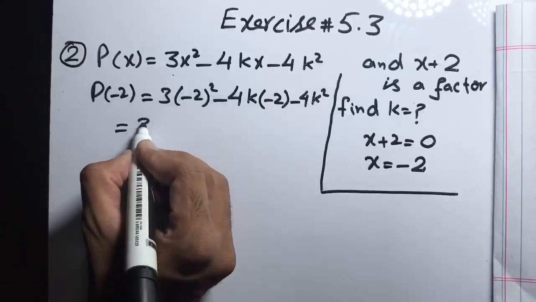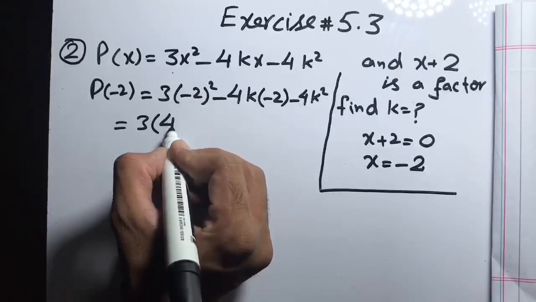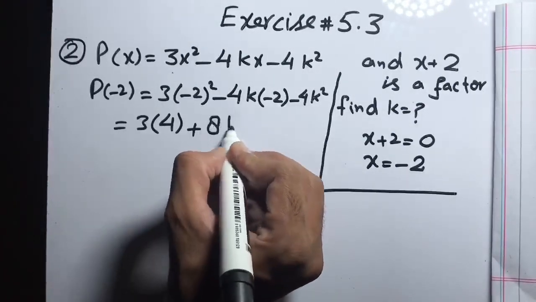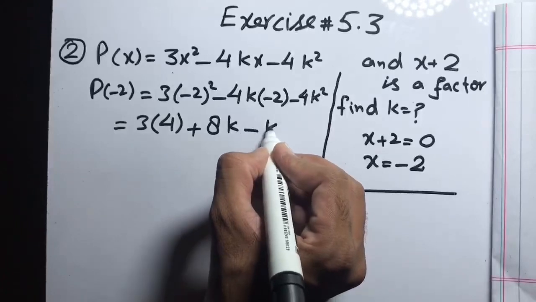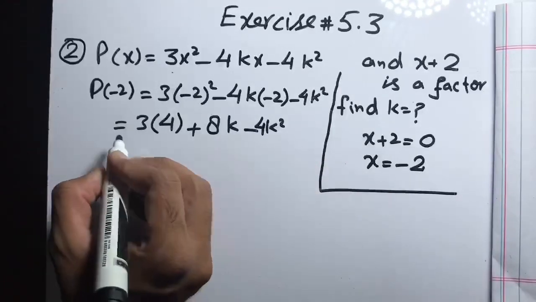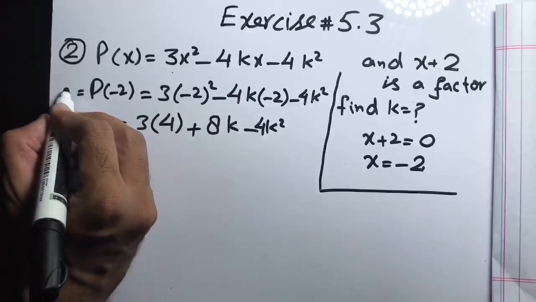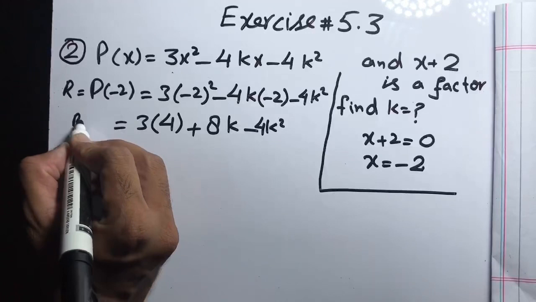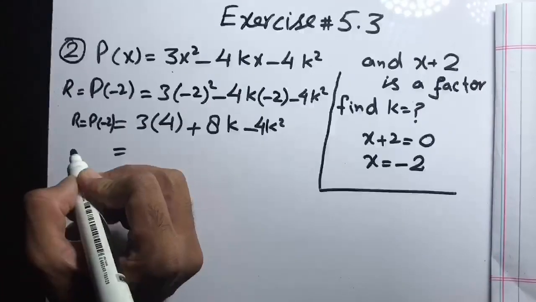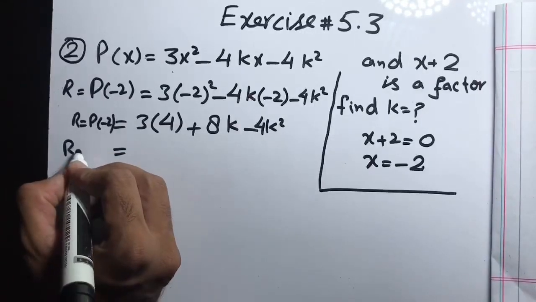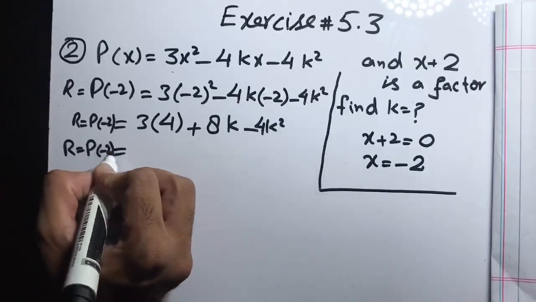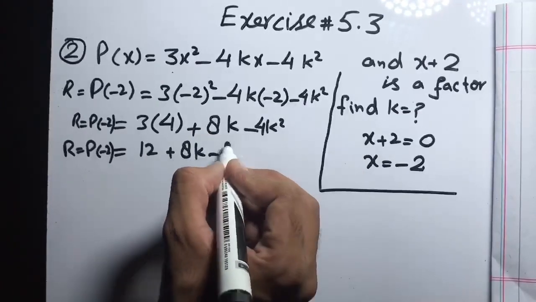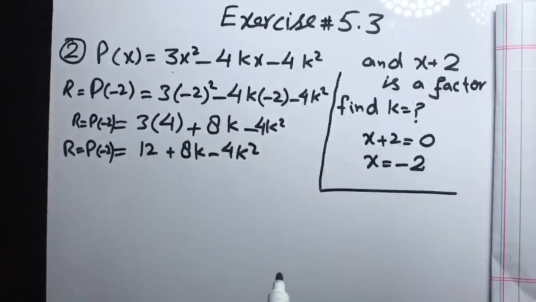Now 3 into minus 2 square, that is equal to 4. Here minus minus plus, we get 4 into 8k, and here we get minus 4k square. By the remainder theorem we write here r, also we write here r that is equal to p of minus 2. Here 4 times 3 is 12 plus 8k minus 4k square.